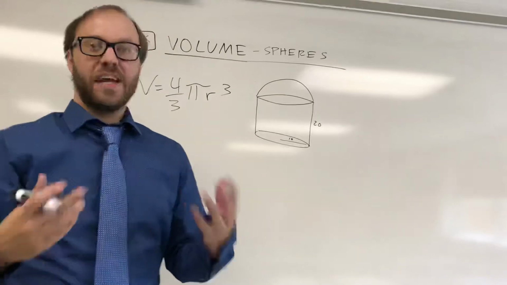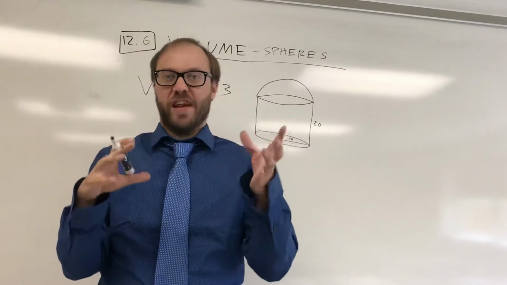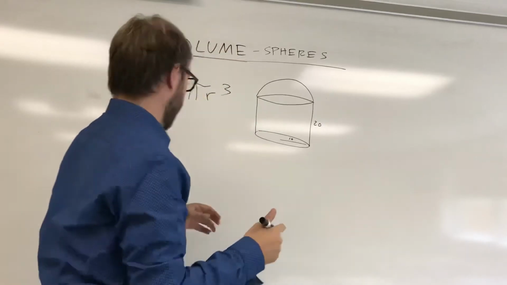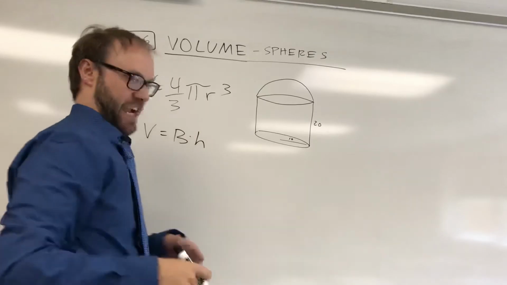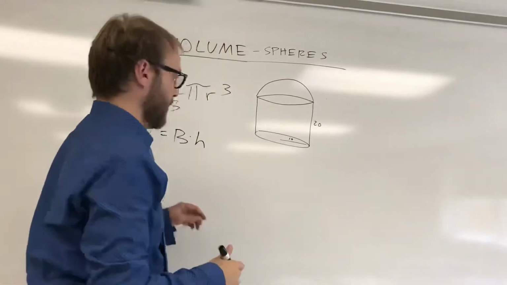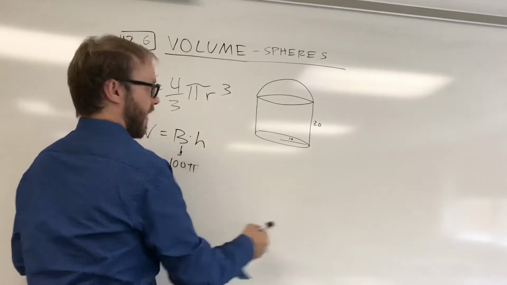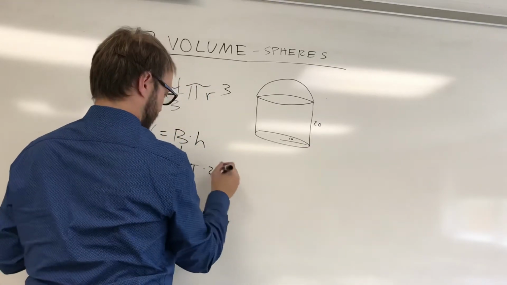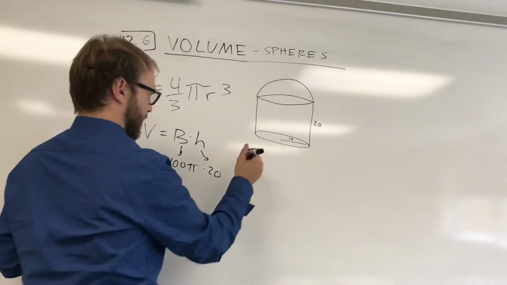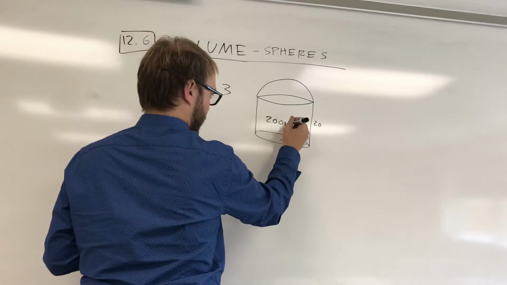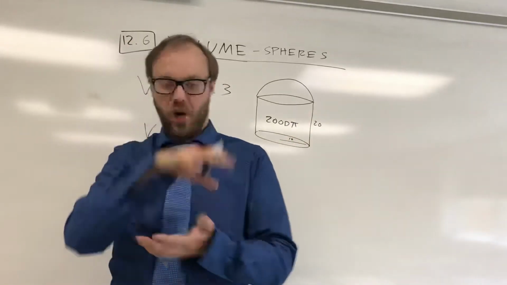So you've really got 2 things here. This is called a composite 3-dimensional solid. You've got 2 different shapes. So you've got a cylinder. The volume of a cylinder is equal to the area of the base times the height, or you can use pi r squared h if you want to. The area of the base is going to be 100 pi. The height is going to be 20. So that ends up being 2,000 pi cubic units for the volume of the cylinder base.